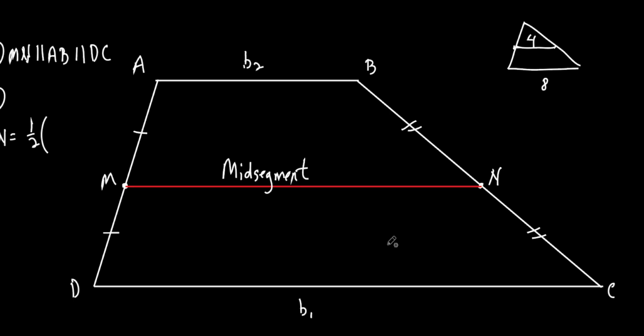Everybody hear that? If I added up the two bases and I took half of it, that's going to be the length of this mid-segment. So that's why I called this base 1 and base 2. That looks a little confusing, but it's actually pretty simple. It's kind of like finding the average.